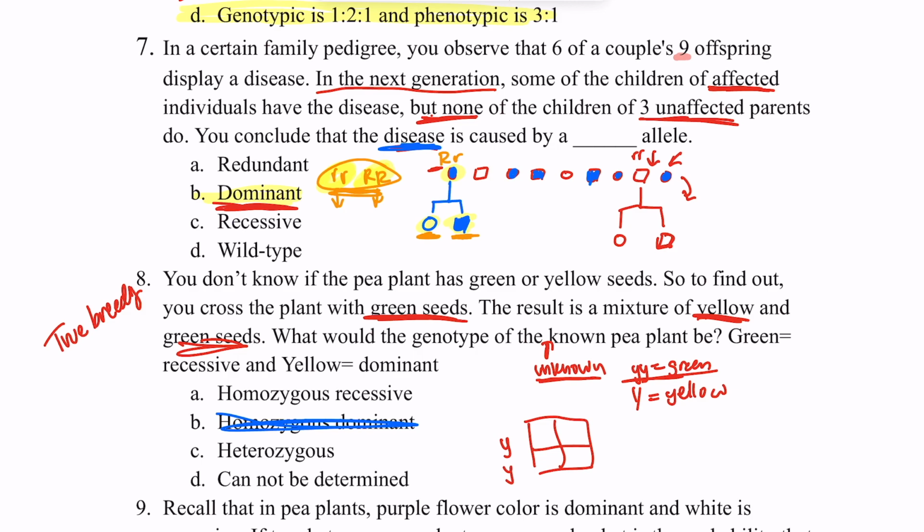So let's try, what if it's recessive, right? Little y. That gives us all little y's. That gives us all green seeds. But we have a mixture of yellow and green. So that doesn't make any sense either. So then our last one, we're going to try our heterozygous. Just big Y, little y.